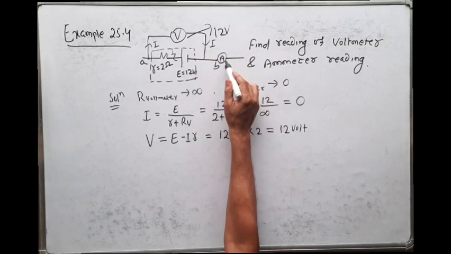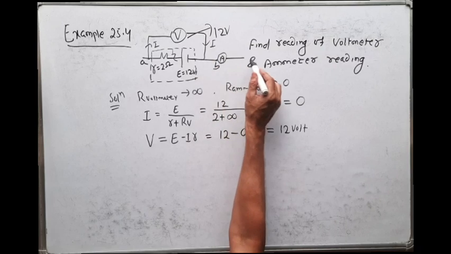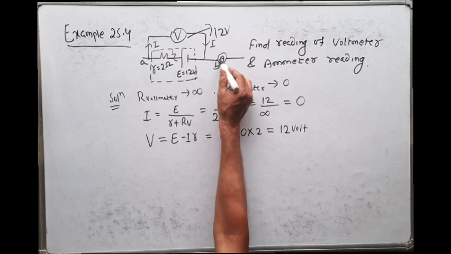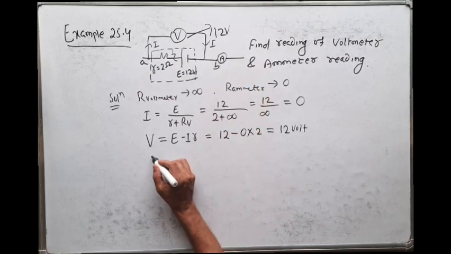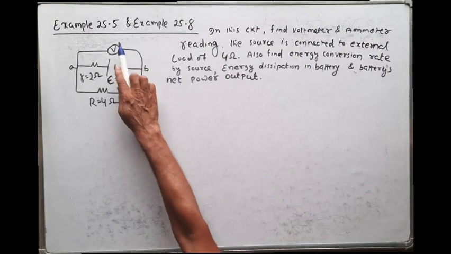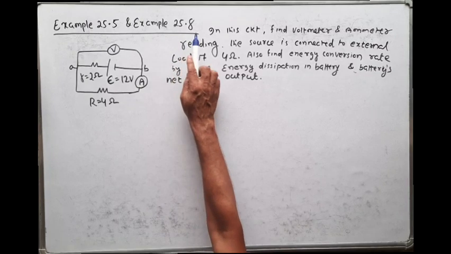Then what is the ammeter reading? So this is an open circuit. This is not a closed circuit. So definitely no current will pass through the ammeter. That means the ammeter will read 0 ampere.